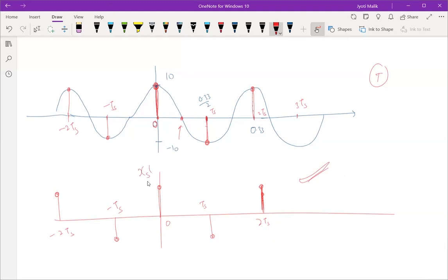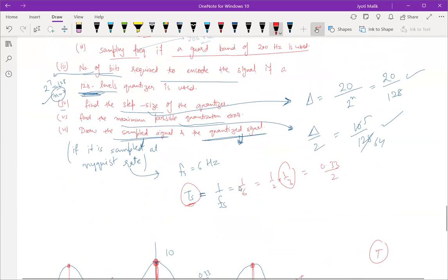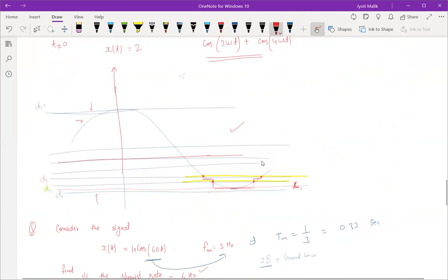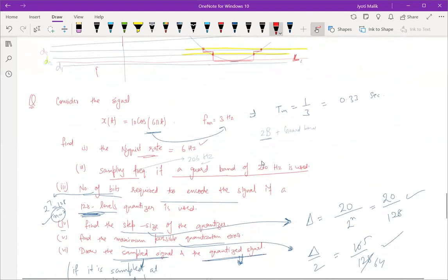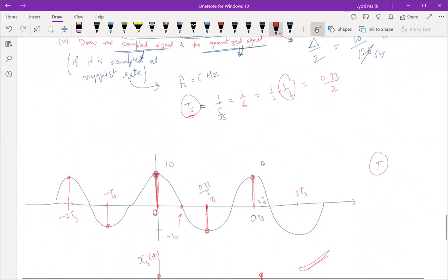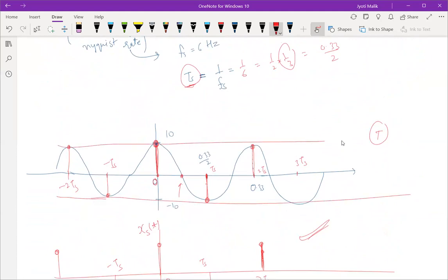Then we have one more, which is the quantized signal. How many levels do you have now? 128 levels. It would be very difficult in this case to draw this graph, because you have to divide this range into 128 levels. Doing it manually is very difficult. This range, from -10 to 10, is to be divided into 128 partitions.